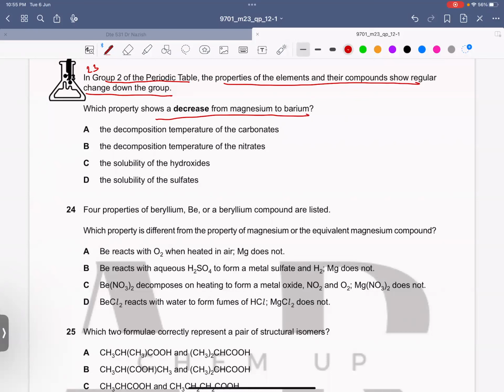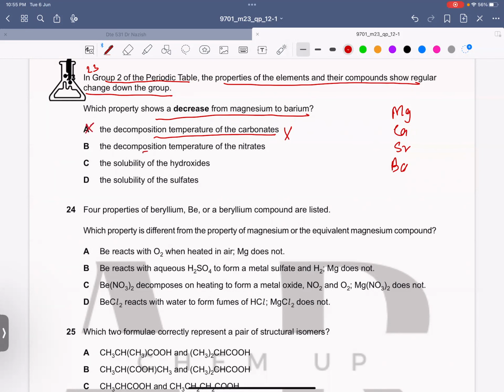Decomposition temperature of the carbonates. So magnesium is over here, then we have calcium, then strontium, then barium. Down the group, their decomposition temperature increases, which makes A wrong.